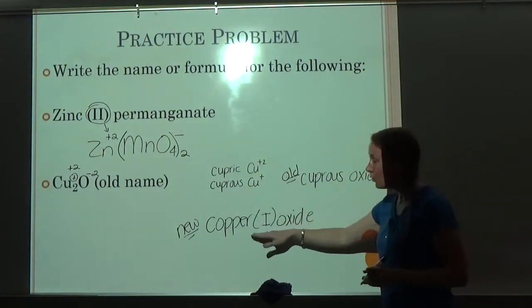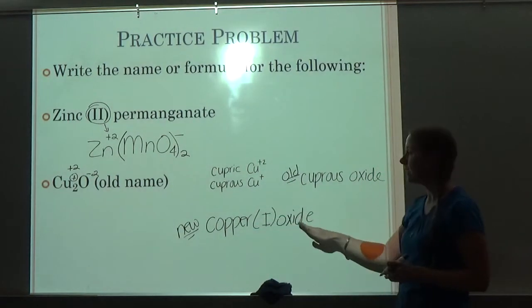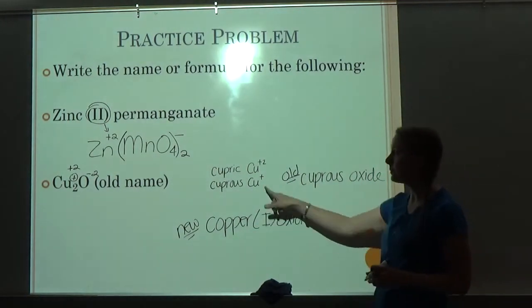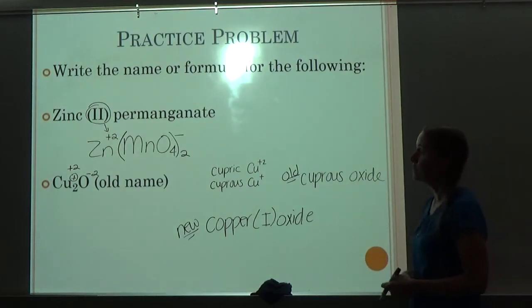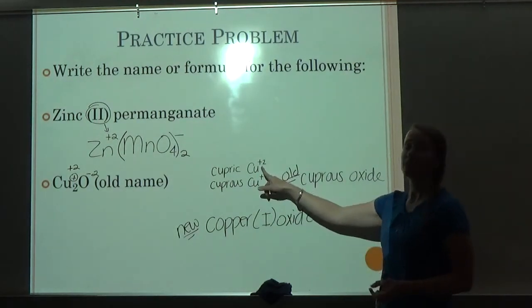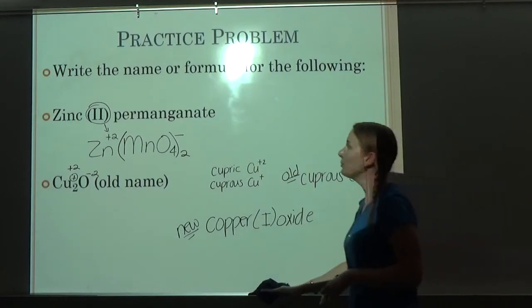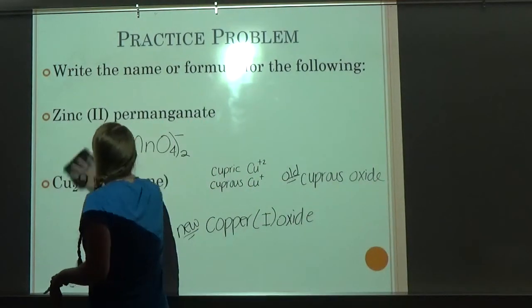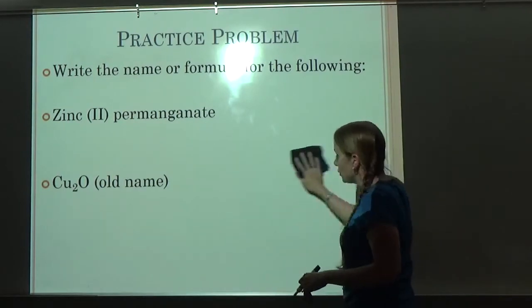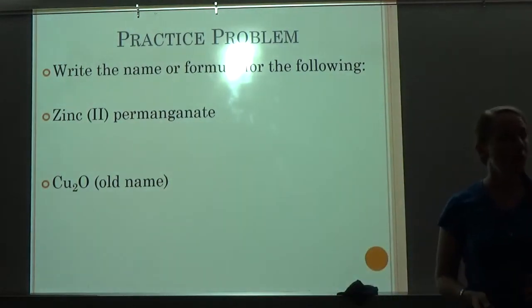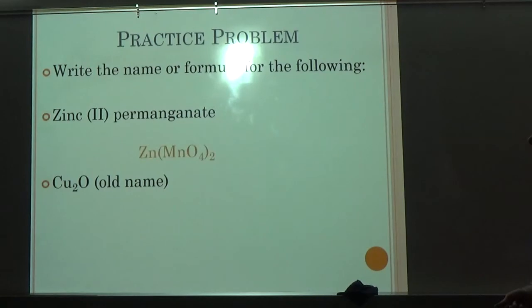Okay, so the normal name would be copper 1 oxide. The old name, because copper does have +1, would be cuprous oxide. So if I had discovered that copper needed a +2 charge, I would have called it cupric oxide. So that was section 9.2, where we learned how to name compounds that start with an element, a metal, that can have more than 1 charge.